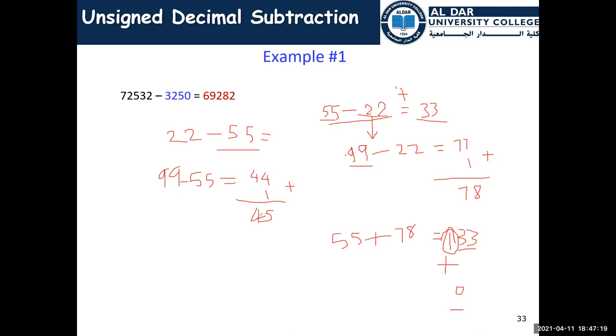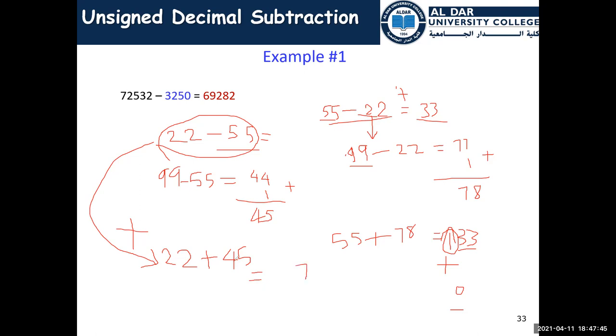And here we have 45. We add 22. This is the operation. This is the addition, and originally it was subtraction. I converted it to addition. 22 plus 45 is equal to what? 2 plus 5 is 7, and 2 plus 4 is 6. This is 7 and this is 6.